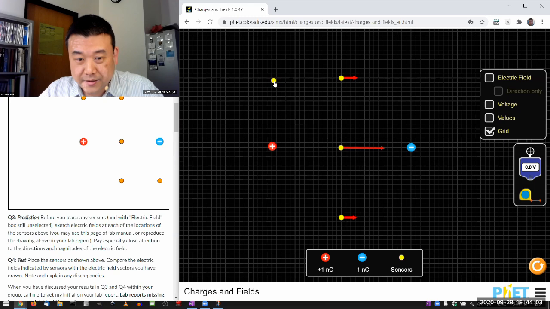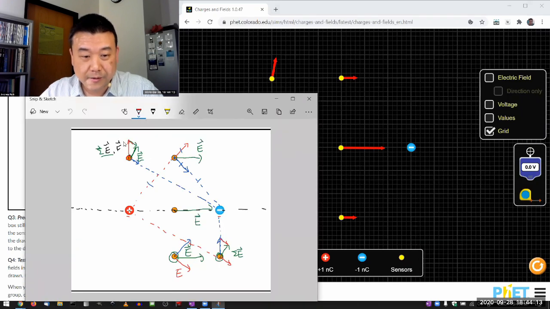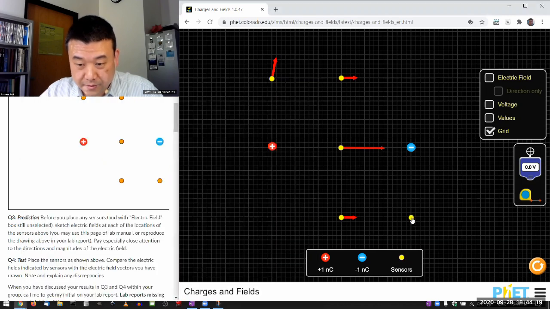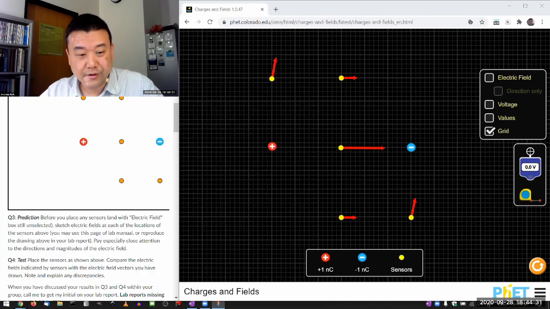And when I place the sensor here, it points roughly in the same direction that I drew. I mean, I might not have gotten the angle perfectly right, but it points mostly up a little bit to the right. That's the general feature we are going for. And finally, when I put the sensor here, it's in the same direction, pointing a little bit upward and a little bit to the right. And yeah, that's the electric field.